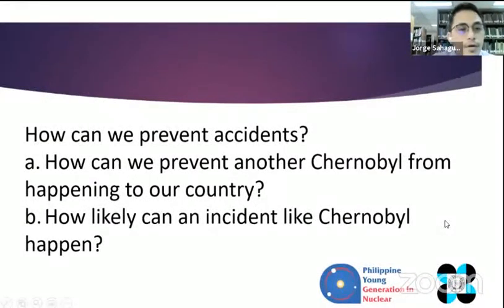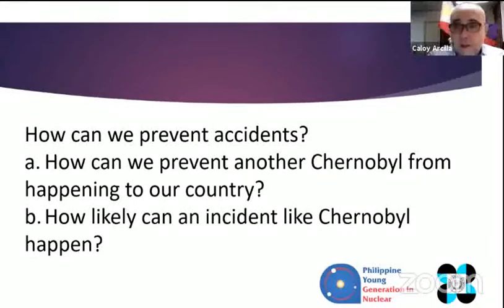How can we prevent accidents? How can we prevent another Chernobyl from happening to our country? How likely can an incident like Chernobyl happen? Talagang pinag-iinitan nilang mukhang mag-Chernobyl. So I know we can get the answers from our speakers.